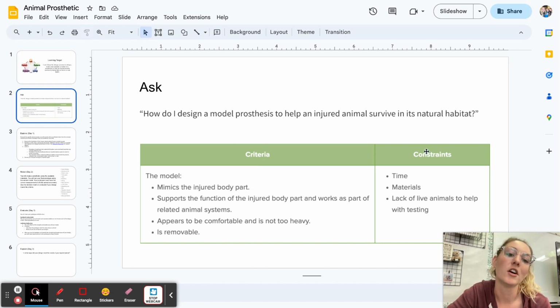And of course, some of our constraints are that we don't really have live animals to test our prosthetic on. So we have to be creative and work with the stuffed animals that we have. And of course, time and materials. You're going to be given basic materials like popsicle sticks, cardboard, modeling clay, string, you name it. I probably have it. And you are welcome to bring materials from home as well.